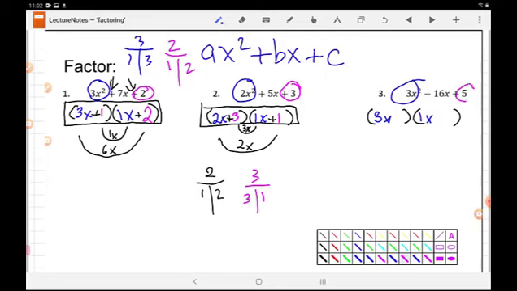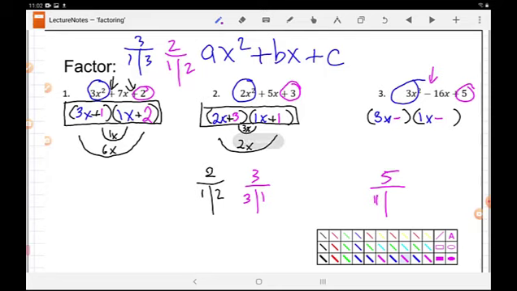Let's take a look at the 5. Positive 5. And there's a negative sign right there. That means we know what? What should we know right now? We should know that these signs are going to have to be negative and negative. Because the only way to get a positive 5 is to multiply 2 negatives together, or 2 positives together. But we need a negative 16. So there's going to be 2 negatives together in this problem.